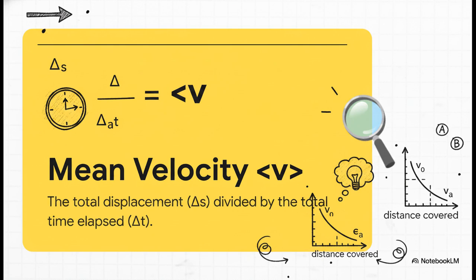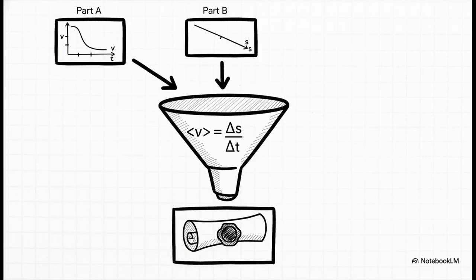To solve this, we need to find both the distance covered and the time it takes for the velocity to drop from v0 down to v0 divided by eta. And guess what? We already did all the hard work. We have the exact equations we need from parts A and B. We just take our velocity versus time equation from part A to figure out the time interval. Then we take our velocity versus distance equation from part B to find the distance traveled in that time. We feed both of those into our definition for mean velocity, delta s over delta t. And after a little bit of algebra, we arrive at this final expression.